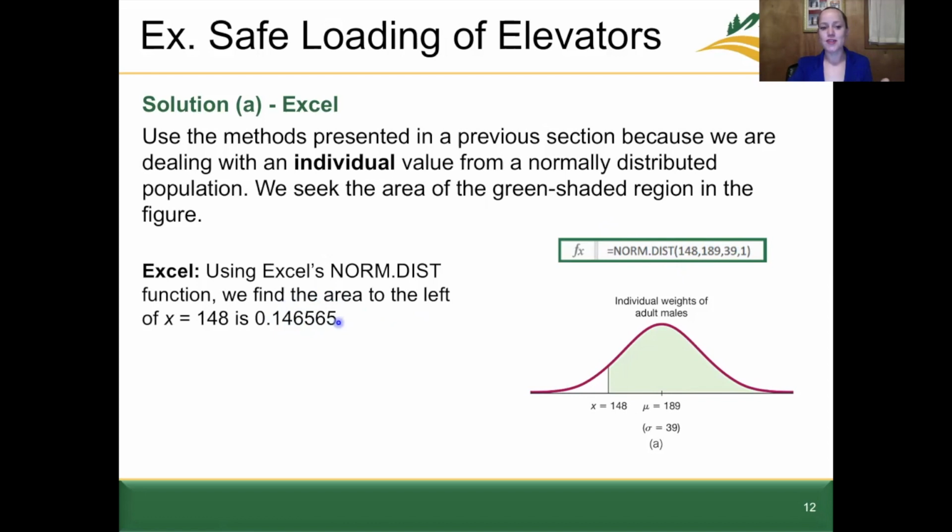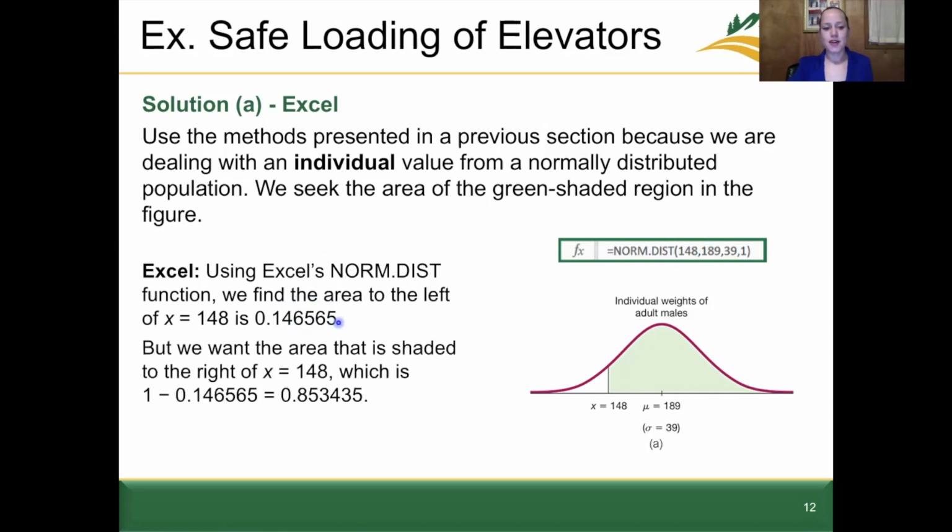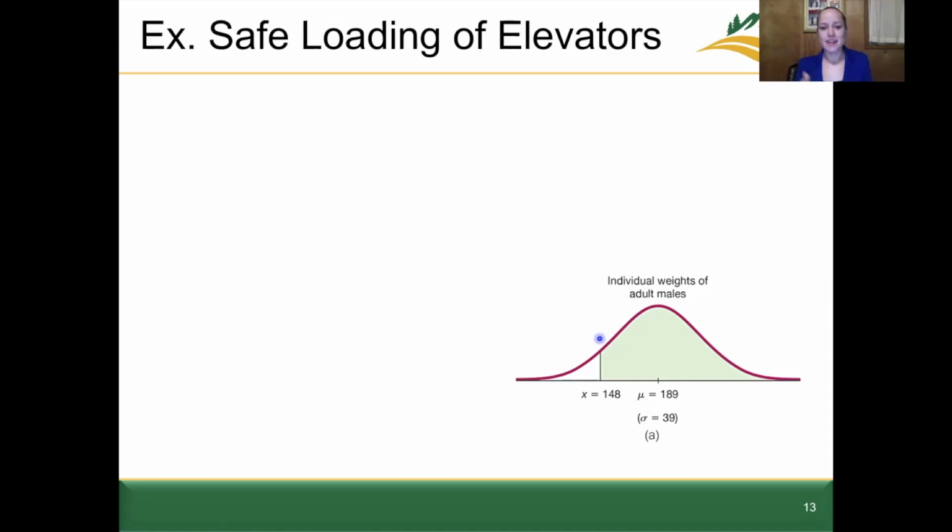So what do we need to do with this information? Well, because we wanted the cumulative area from the right, so to the right of 148 pounds, or probability greater than 148 pounds, we need to take 1, so the total area under the curve, minus 0.146565. When we do that, we get a probability or area value of 0.853435. That's the answer we want. That's the area to the right of our given X value. Now we're going to solve this using Excel and table A2. We're going to keep getting practice with both of those methods.